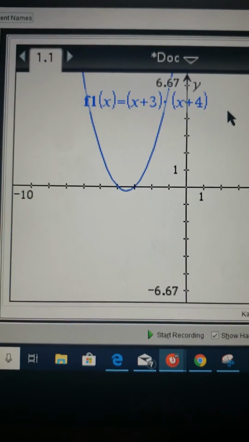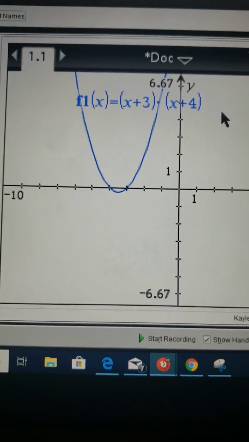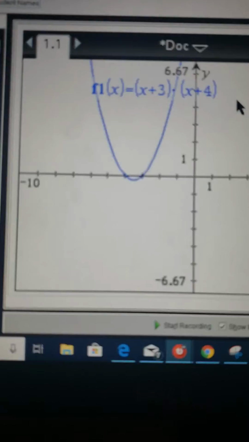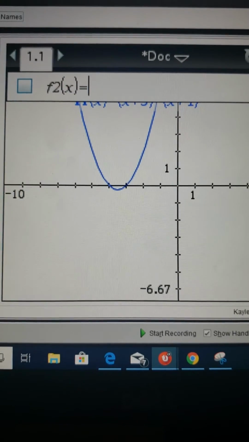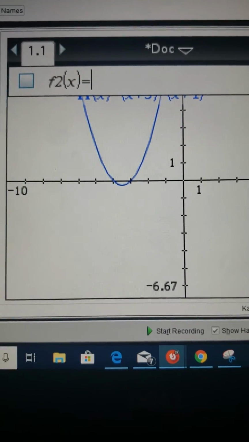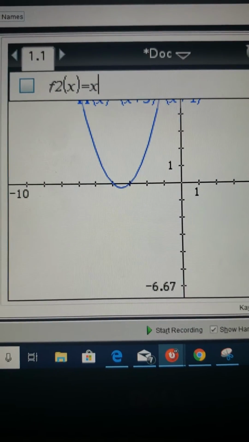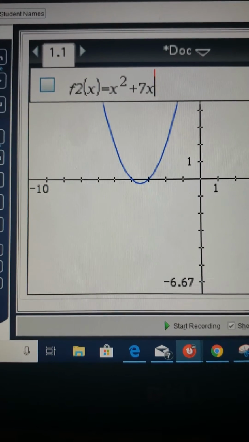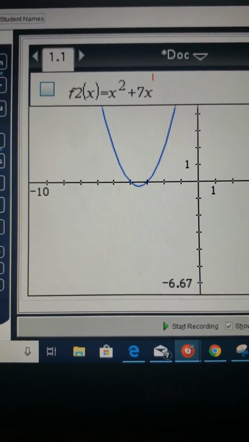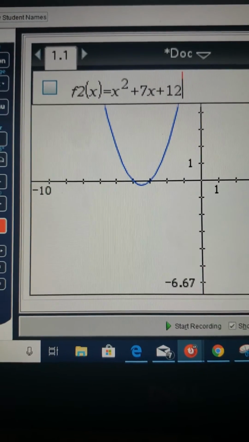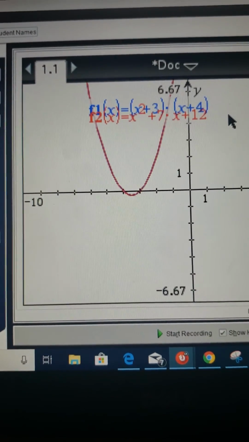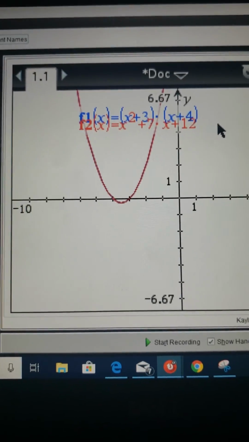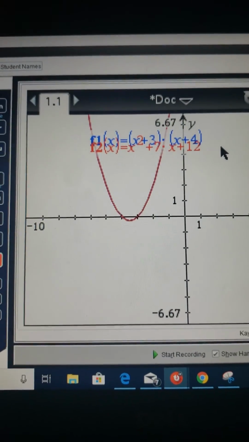All right, so you graph it. And then if you have answer choices, you would hit tab and plug in your answer choices. In this case, we only have our answer. So hit tab, Kaylee. And then we plug in our answer. Answer is x squared plus 7x plus 12. Yes. Okay, enter. How do we know that this is correct? It's right on top of it, so this is the correct answer. All right, so that's how you can check yourself before you turn in your paper.